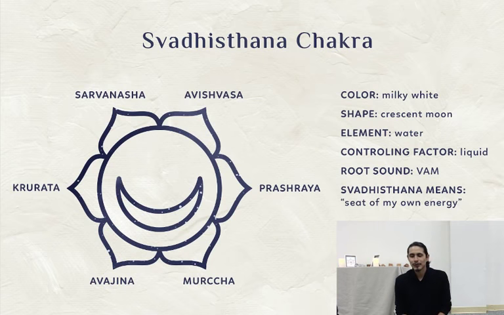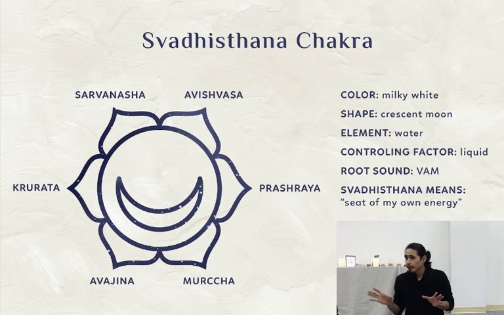And so here we have a crescent moon, but it's very much connected to the Svadhisthana Chakra, okay, the full moon and water. So that is the element. The element of the Svadhisthana Chakra is water, and its controlling factor is the liquid factor.